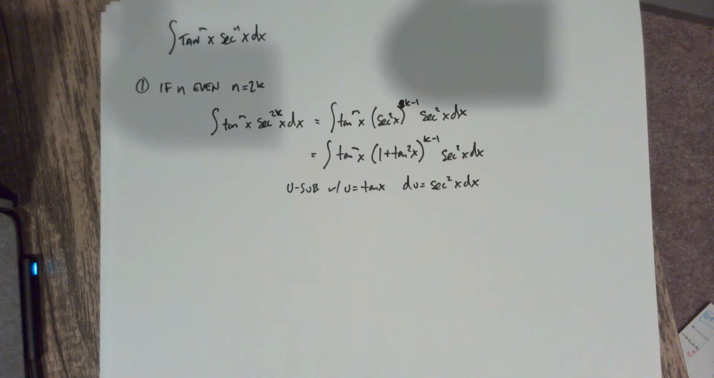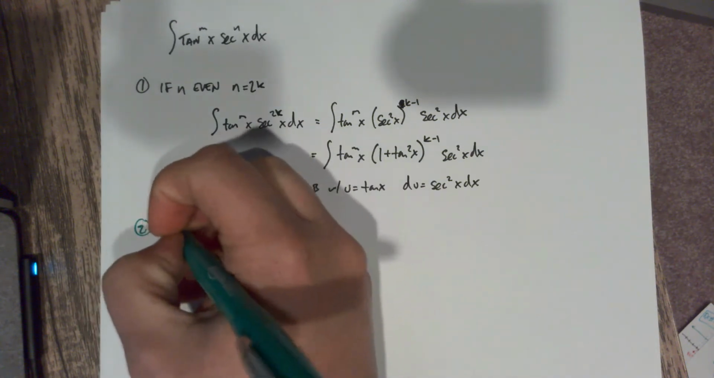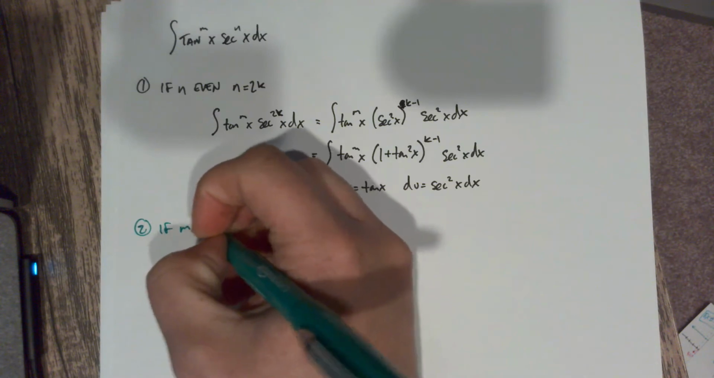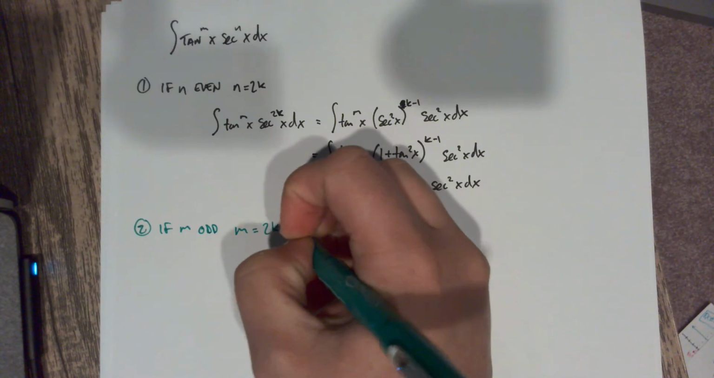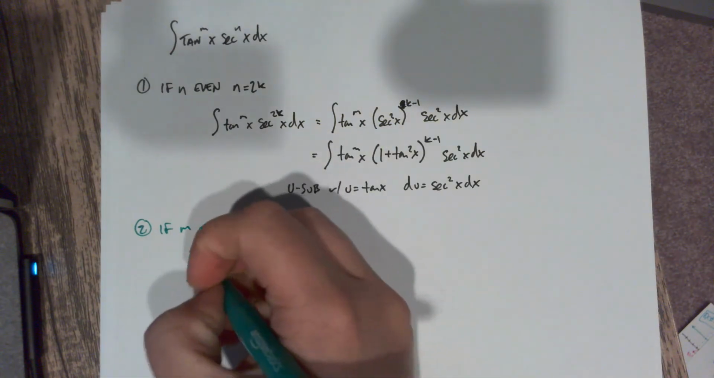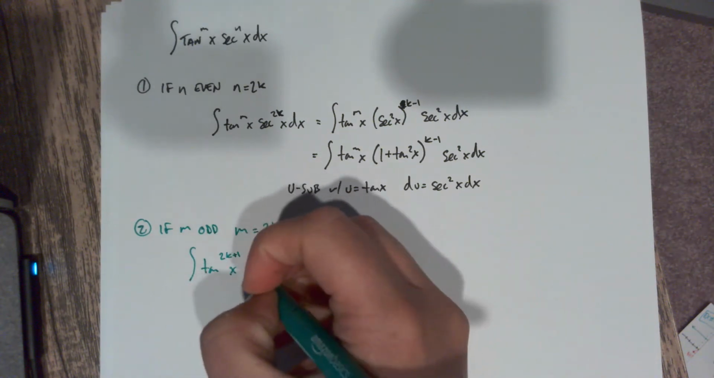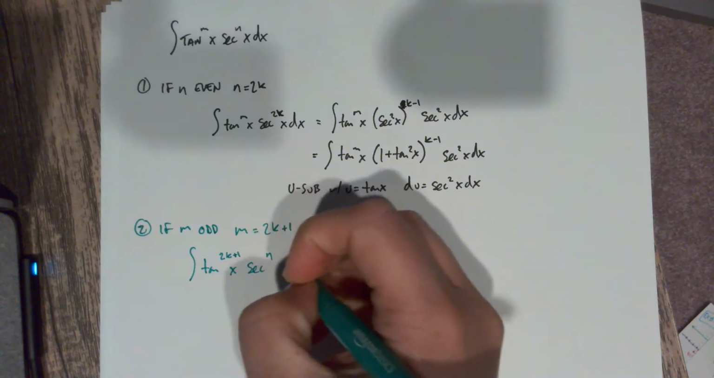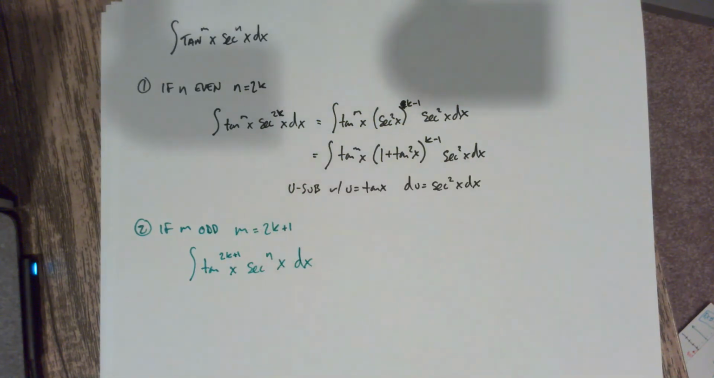So that's the case if n is even. Then we're going to go over the case if m is odd. That means I can write m as 2k plus 1. So I'd rewrite this thing. We have tangent to the 2k plus 1 of x, secant to the n x dx.